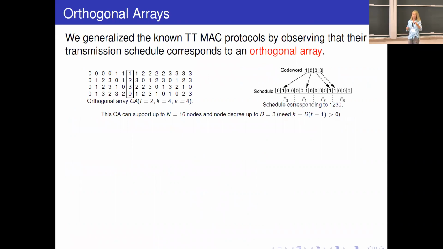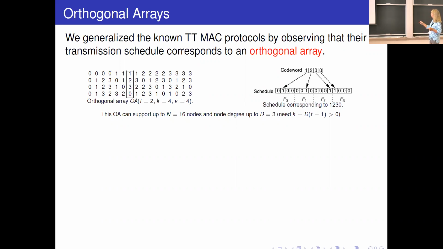Now, Klimtak and Farago actually published the first paper on topology transparent scheduling, but what they didn't know was really what they were building. It turned out that the known topology transparent MAC protocols, the transmission schedules, corresponded to those derived from an orthogonal array.